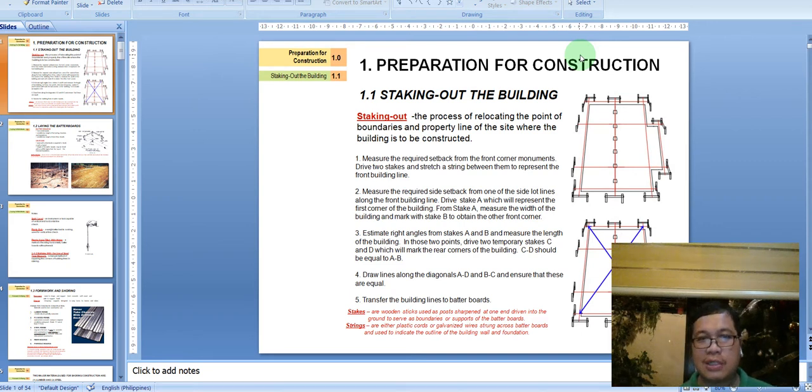So when you construct something, the first thing you do is to stake out the building. When you say staking out, you're going to measure the locations and verify the locations of your columns and where your footings will be. Staking out is the process of relocating the point of boundaries and a proper line of the site where the building is to be constructed. So this is something that you do in coordination with your geodetic engineer.